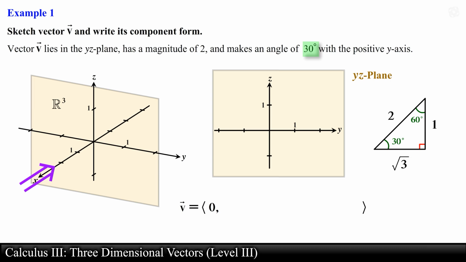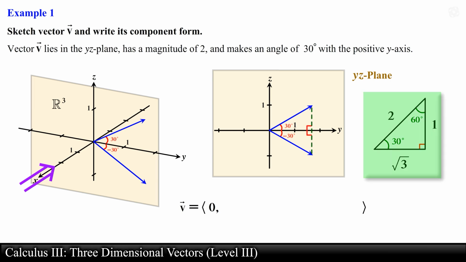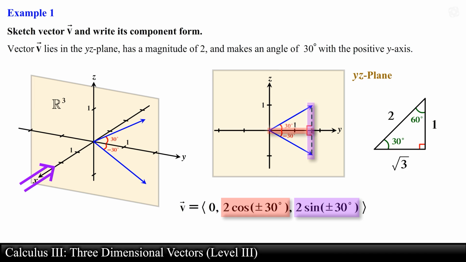According to the problem, vector v makes an angle of 30 degrees with the positive y-axis. This means that it can form 2 separate angles, positive 30 degrees and negative 30 degrees. So we have 2 solutions that satisfy the conditions of the problem. Now that we have identified our vectors, it is just a matter of using the 30, 60, 90 special right triangle to determine the values of the y and z components. Doing that, we obtain the following expression.